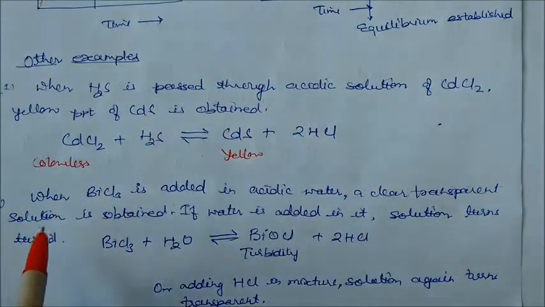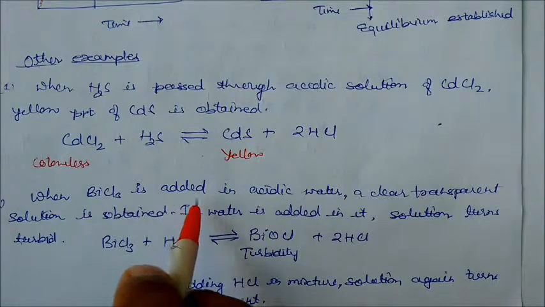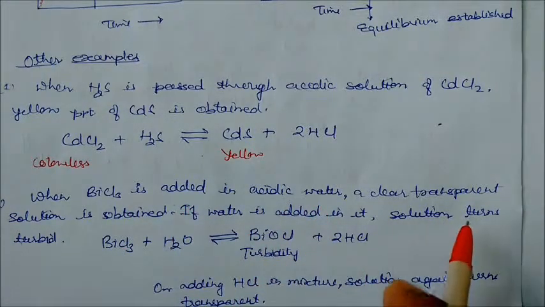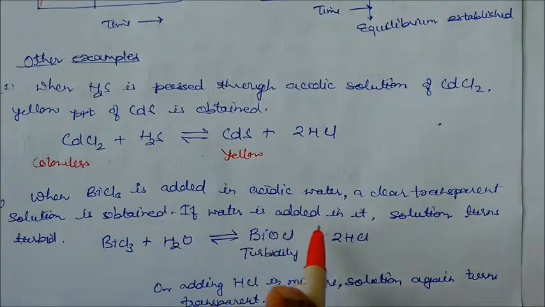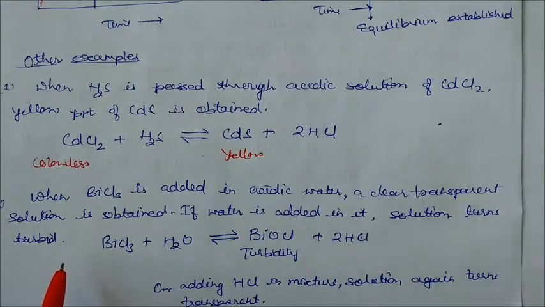Another example: when BiCl3 is added in acidic water, a clear transparent solution is obtained. If water is added to it, the solution turns turbid. So this is BiCl3 plus water converting into turbidity, BiOCl plus HCl. On adding HCl to the mixture, the solution again turns transparent. Again, if you add HCl to this mixture, the turbidity will decrease and we will get a transparent solution. So these are practical examples of chemical equilibrium.